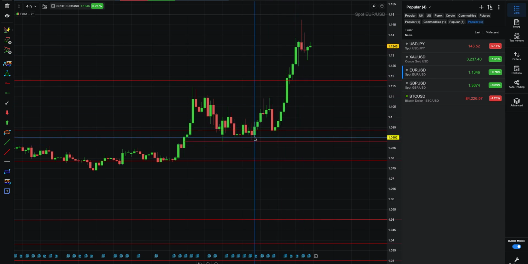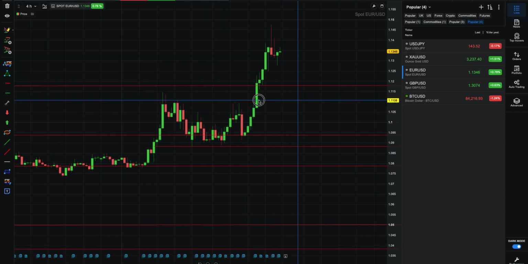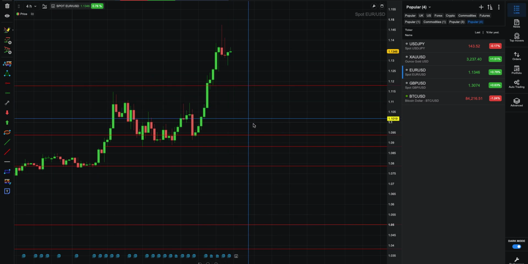All right. Now, I said we're looking for what? The POI, that's the point of interest or area of interest, whichever you call it. The last candle that forms the upward push, this is the last candle that formed this upward push. That is your demand zone.